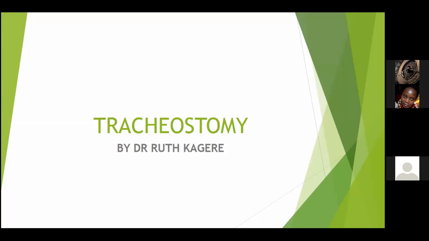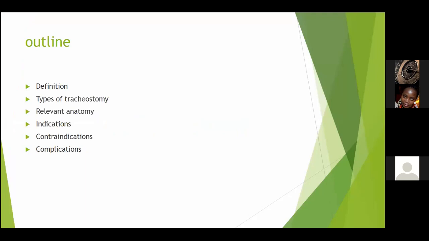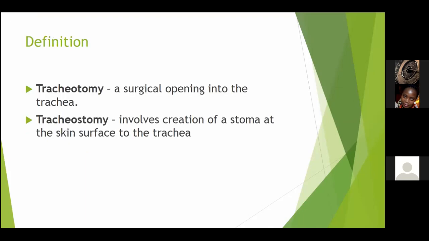So basically today, what we are going to go through, we'll do the definition, types of tracheostomy, the relevant anatomy that you should be aware of, the indications and contraindications to a tracheostomy, and then the complications. And at the end, if you have any questions, then they can be addressed.